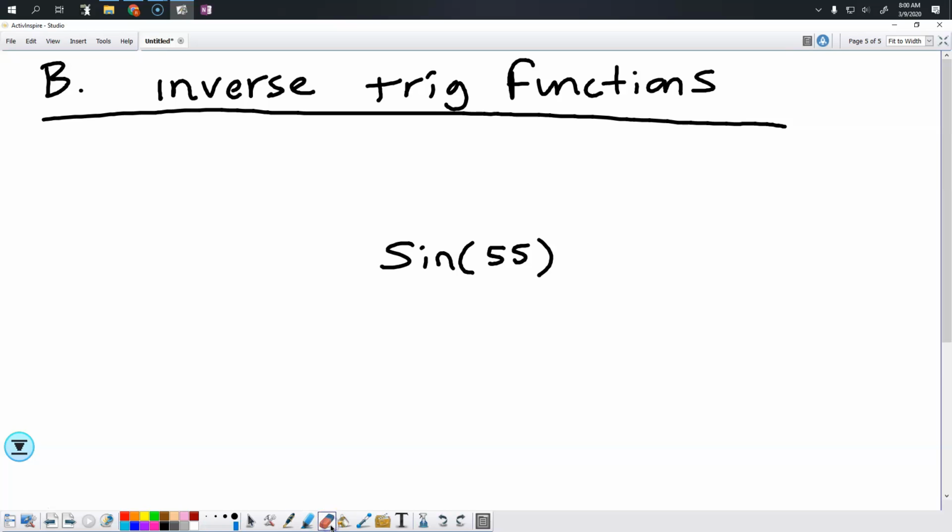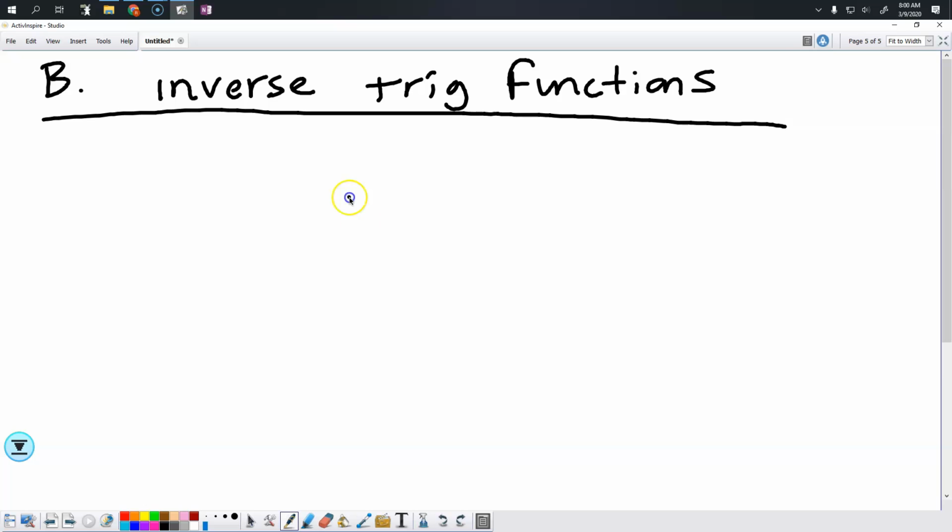What I want you guys to understand is that sine, cosine, and tangent are operations, just like addition is an operation, subtraction is an operation, division is an operation. Sine is an operation. It's doing something to the number to give you an output, just like addition does something to 2 numbers to give you an output. And since it's an operation, there are opposites of it as well.